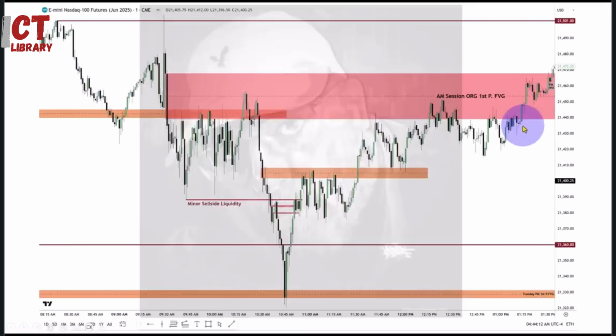You're going to want to put your gradient levels in there. So in other words, you're going to use the high, upper quadrant, consequent encroachment, which is the midpoint, lower quadrant, and the low. Put that on. I just didn't want to have it on here because it's too busy, but you can see that that's what's occurring here. It trades up, comes down to lower quadrant, consequent encroachment, upper quadrant, and you're seeing the beginnings of the afternoon session in here. But this is the morning AM session, opening range gap, first presented fair value gap. Huge, lots of things in there.